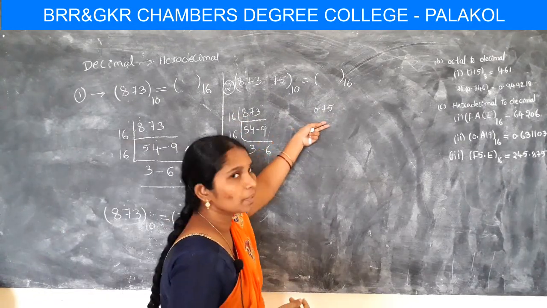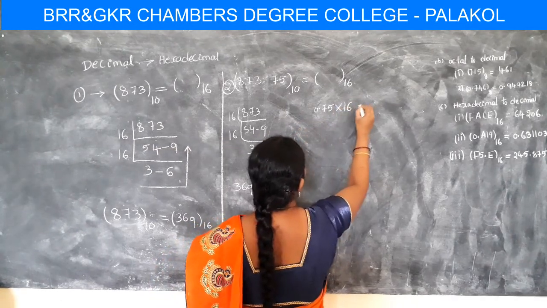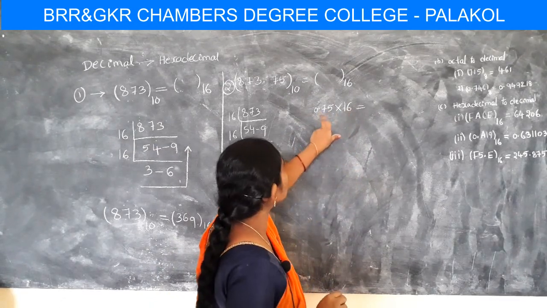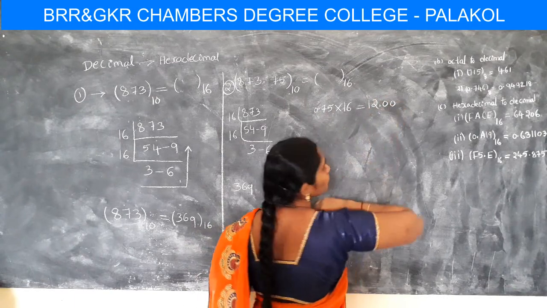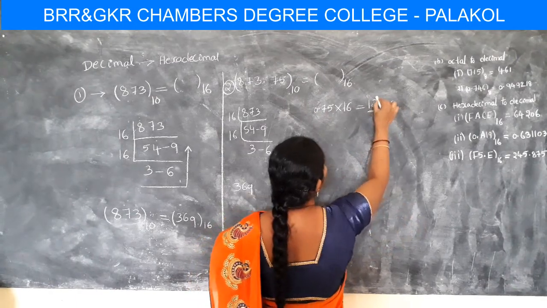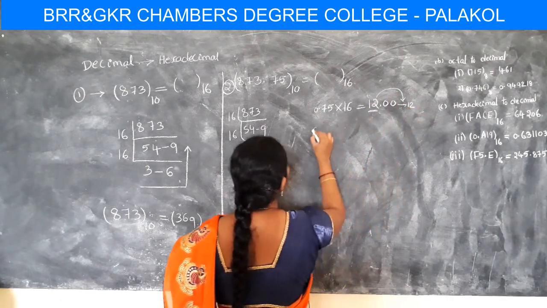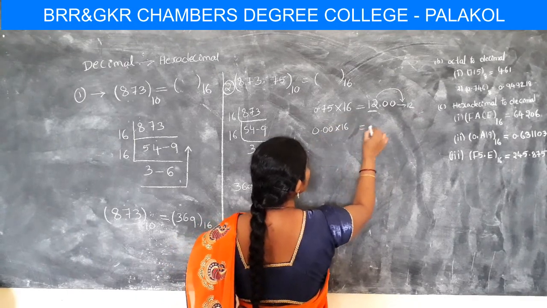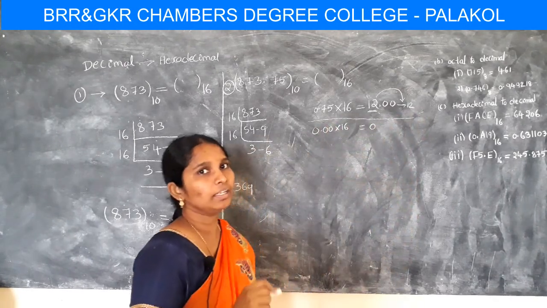For the integer part we divide, but for the fractional part we have to multiply. So we multiply this number by 16. After multiplication the value is 12.00. Okay. So here this 12 is taken as the integer, and after that 0.00 multiplied by 16 is 0. Therefore we stop the process here.